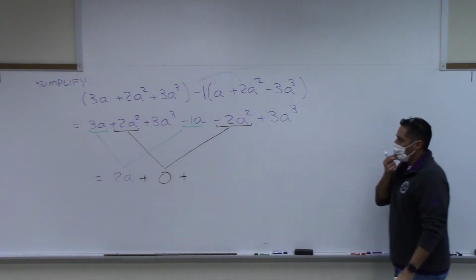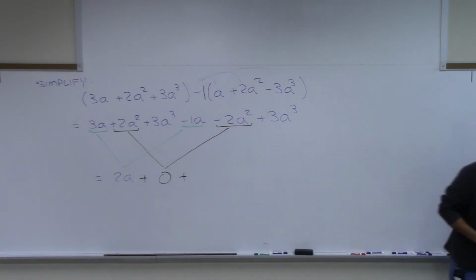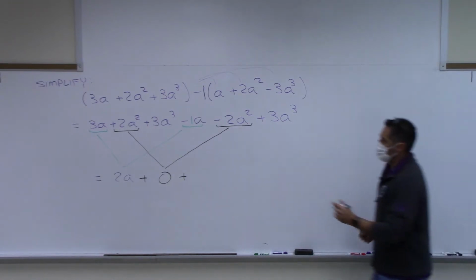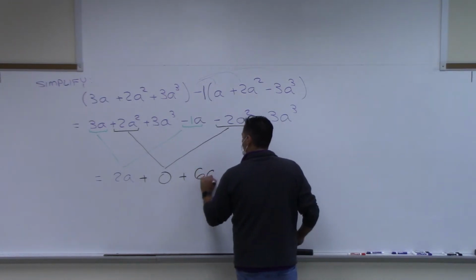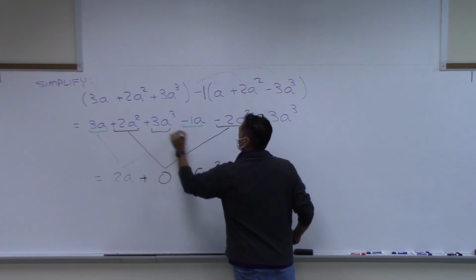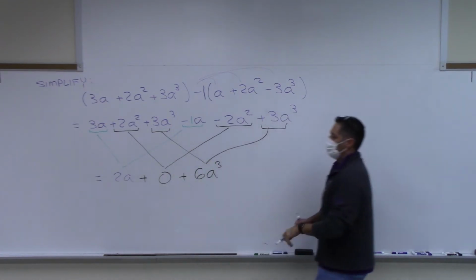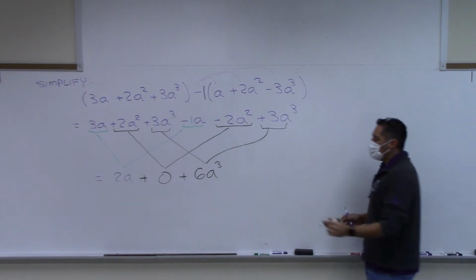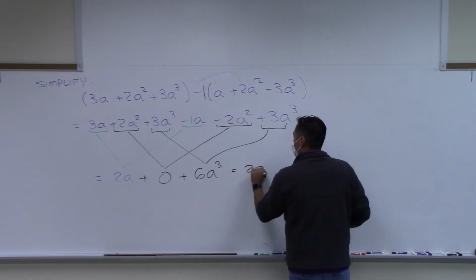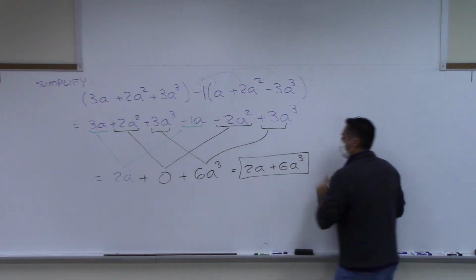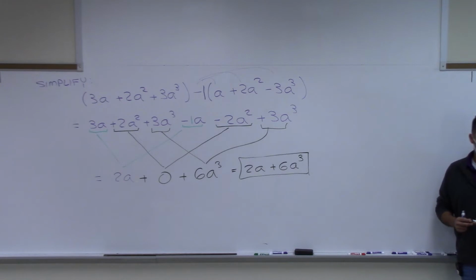And then what about the last one? Ashley? 6a cubed, right? 6a cubed. So 6a cubed, that's this together with this, right there. Okay? So your final answer would just be 2a plus 6a cubed. Box it up. That is the simplified version of that expression.